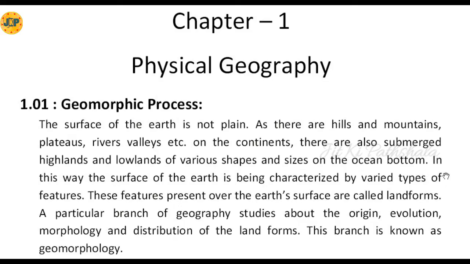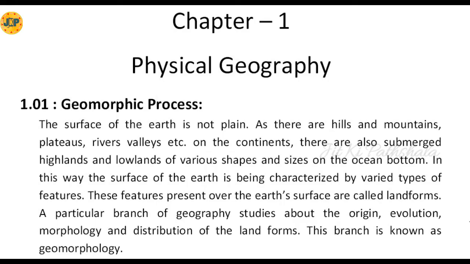As we know that there are different kinds of landforms present on the continents, for example hills, plateaus, river valleys. Similarly, if we go to the ocean bottom, there also we can find different kinds of landforms which make the ocean bottom very irregular. In this way, the entire earth surface is characterized by varied types of landforms. These features present over the earth's surface are called landforms.